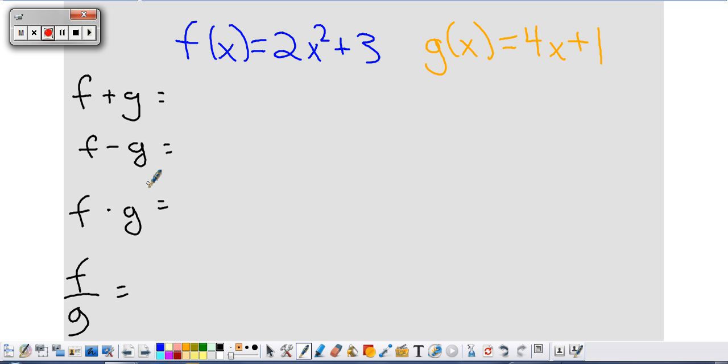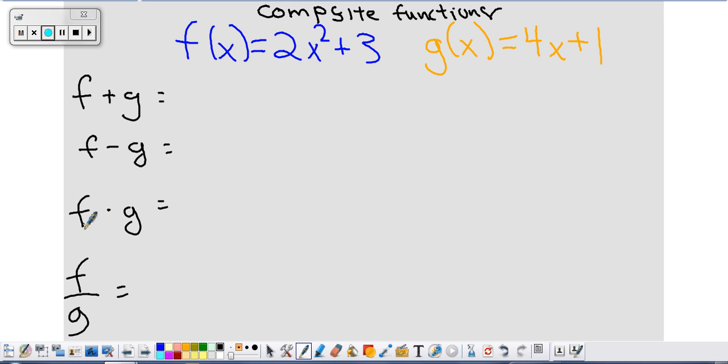Good morning, everybody. So today we're going to talk about the composite functions, and I have an example on the board already. And the example is f of x equals 2x squared plus 3, and g of x equals 4x plus 1. So remember, when we're doing the composite functions, this is a simple operation kind. It's just adding, subtracting, multiplying, or dividing the two functions together.